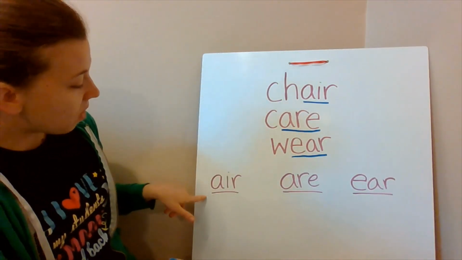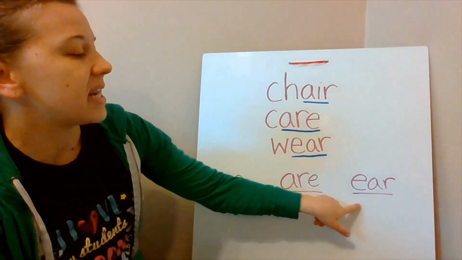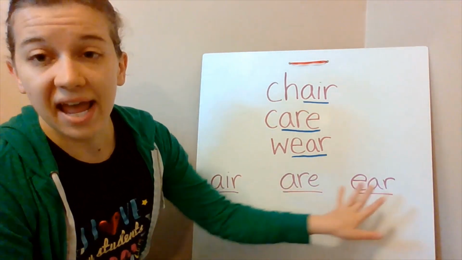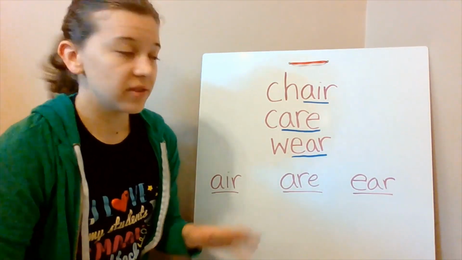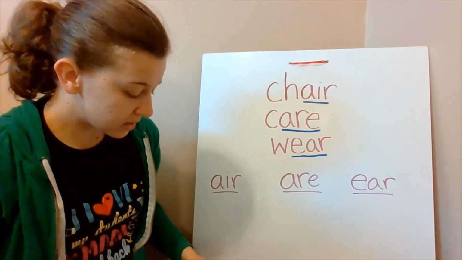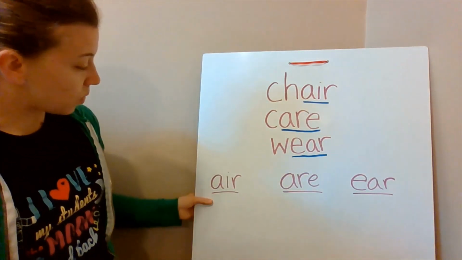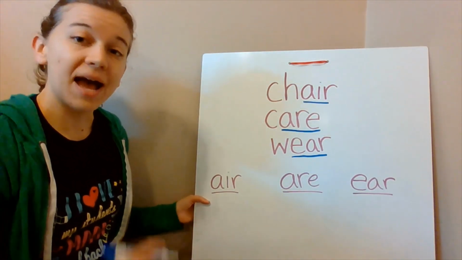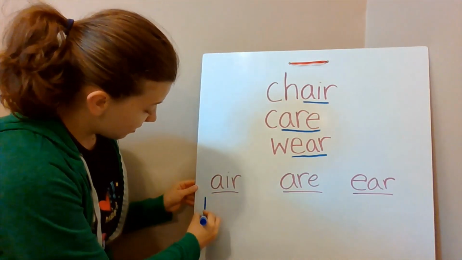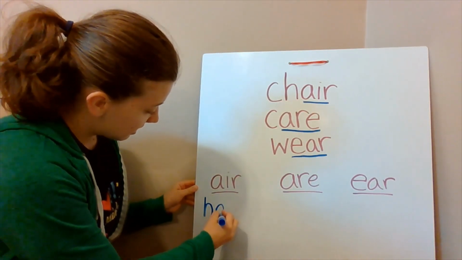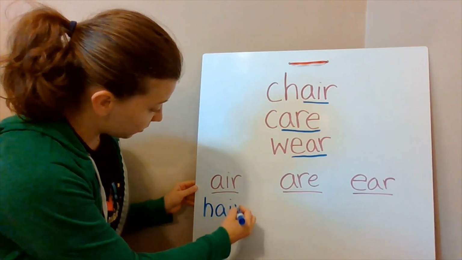Okay? All right, so now let's take a look at each of them. So we have A-I-R, A-R-E, and E-A-R. They all say air. We're going to find a few more words that have these different spellings in them. So let's look at this one, A-I-R. I'm going to write a word here, and then we're going to read it. This word contains the A-I-R spelling, and it's pronounced air.